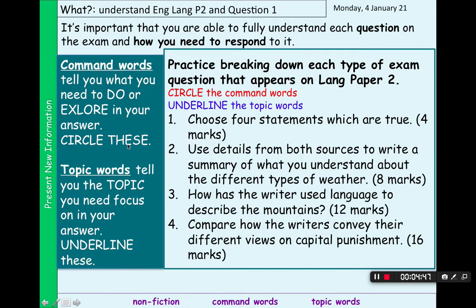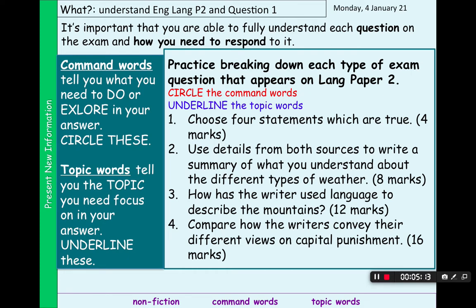So it's really important that when you're looking at questions on English exam papers, as boring as it may be, that you really understand each question that you're being asked to tackle. We're going to be looking at this a lot this term. It's just as important to read the question on an English paper as to read the text. So make sure you understand what you're being asked to do.